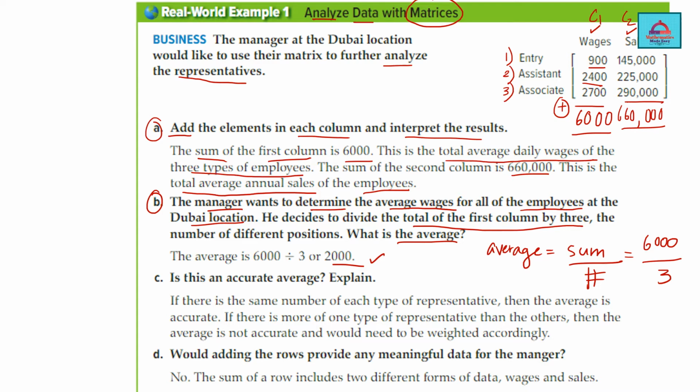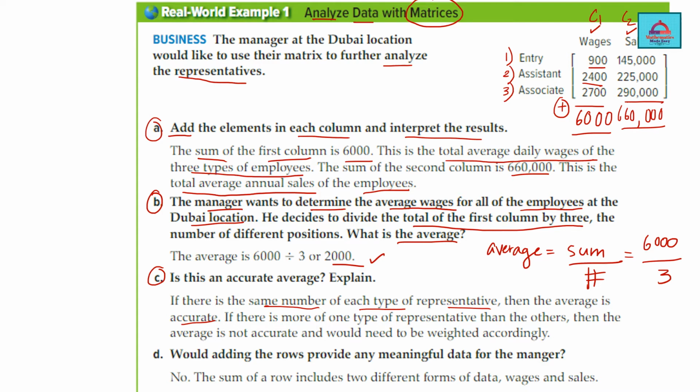Now, is this average accurate? You have to explain and check your answer. If there is the same number of each type of representative, meaning the entry, assistant and associate representatives are equal in number, then the average is accurate. If there is more of one type of representative than the others, then the average is not accurate and would need to be weighted accordingly.